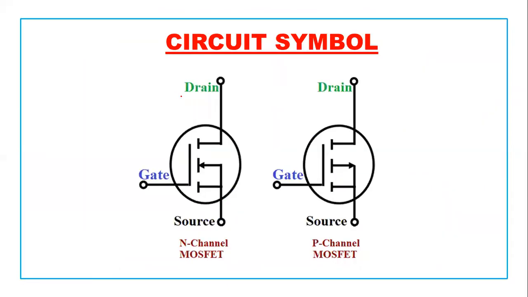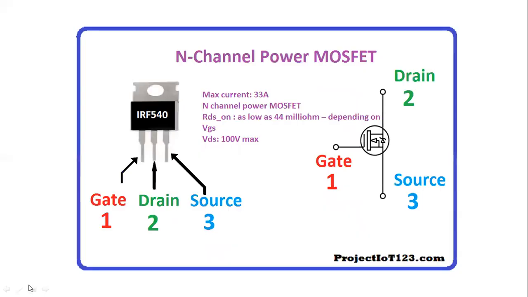You know that there is a gate, drain, and source. This is the basic symbol, and normally we go for the N-channel MOSFET. This is the gate, this is the drain, and this is the source. Coming to a practical figure, this is the IRF540, a particular MOSFET of 33 ampere, and the specifications are given, 100 volt maximum. Comparing to that, these will be gate, drain, and source, 1, 2, 3.